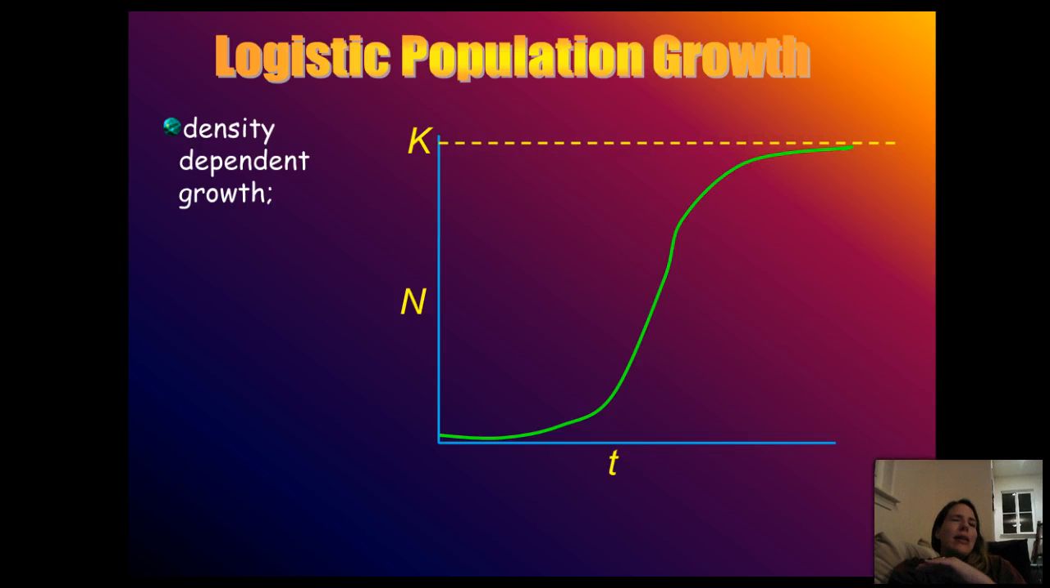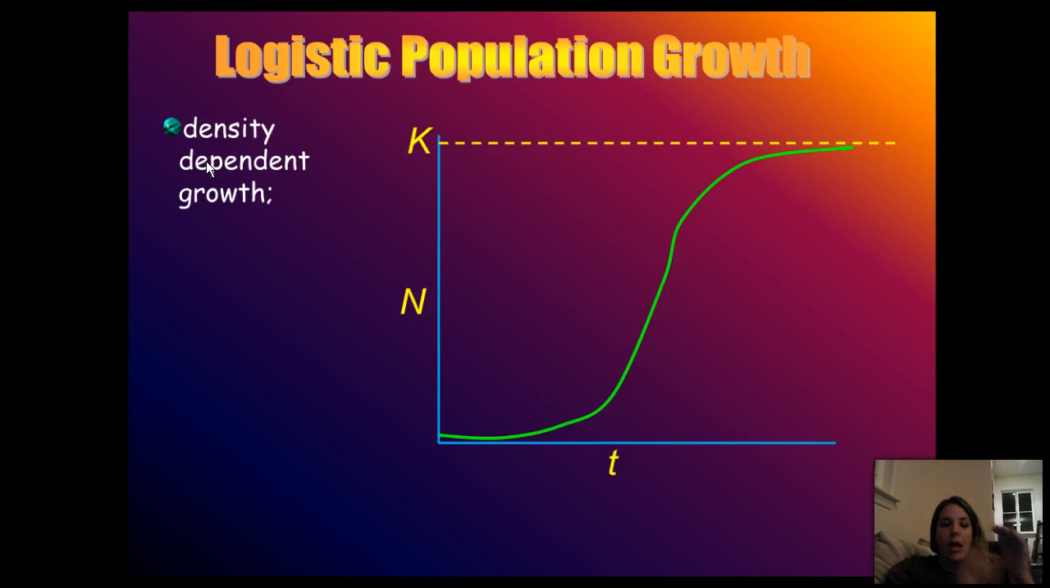So we say that exponential growth, where there's no cap to resources, is density independent growth. In other words, you can keep growing your population independent of what the density was before. So it doesn't matter how many individuals are already there, you can keep growing. It's density independent. Logistic growth is density dependent growth.